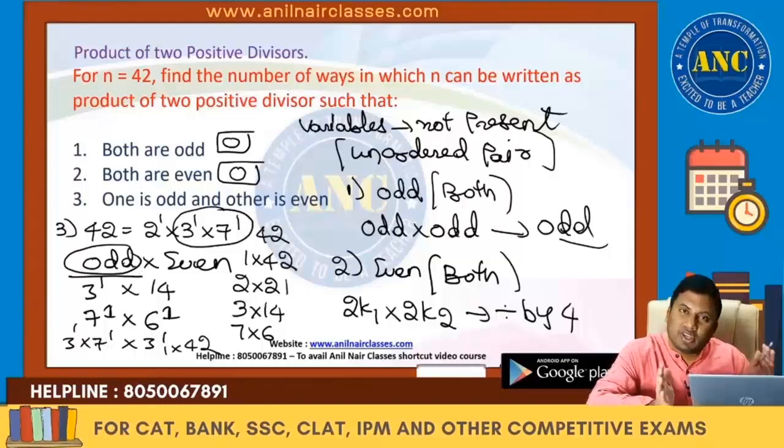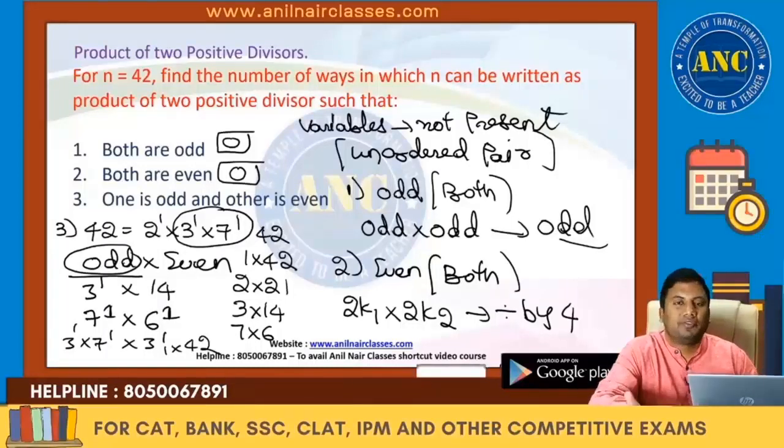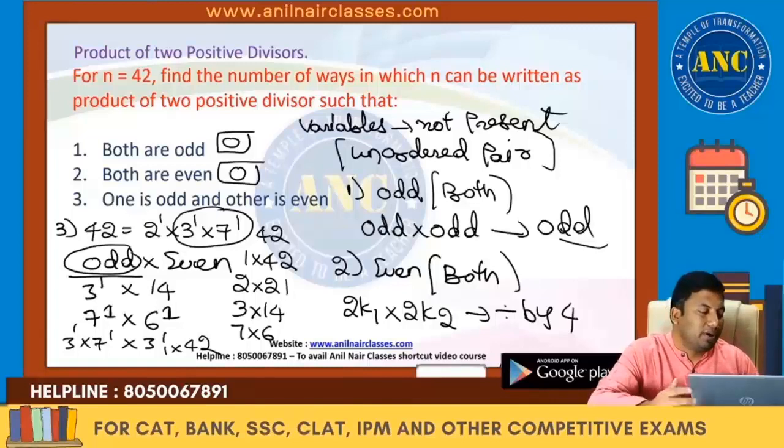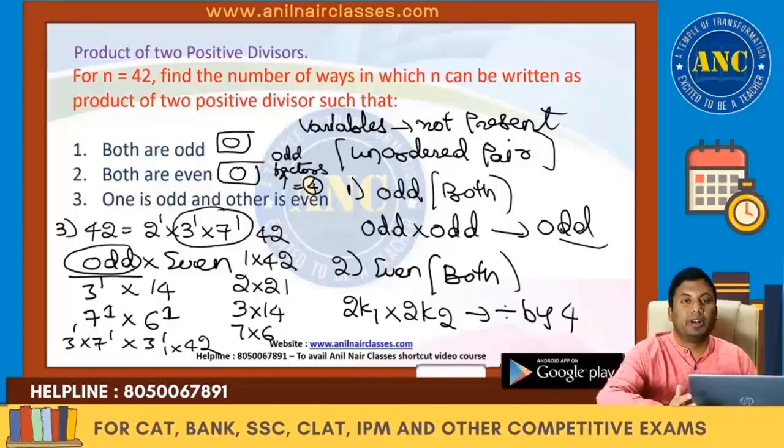1 is odd means odd only will be fixed. Either you can fix 1, or you can fix 3 power 1, or you can fix 7 power 1, or you can fix 3 power 1 into 7 power 1. So these are nothing but the total number of odd factors, which is nothing but 4. I hope it is clear.